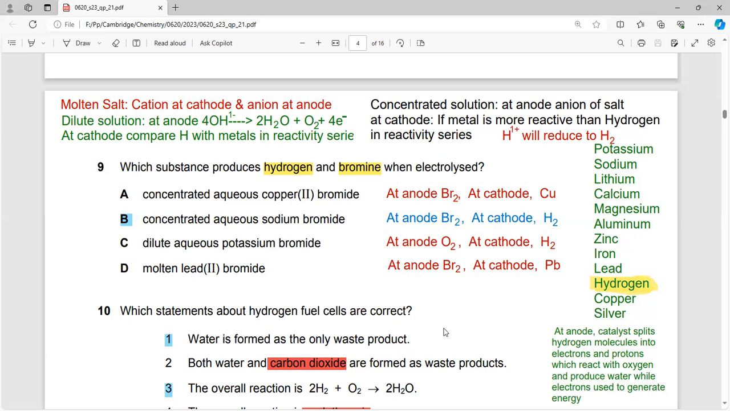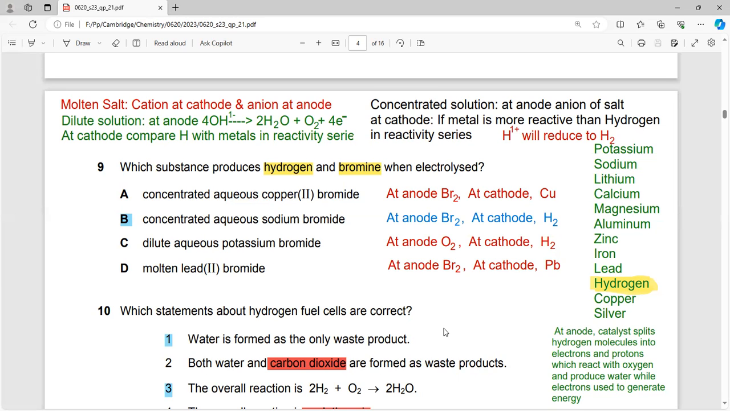So, concentrated aqueous sodium bromide. At the anode, there is the bromide, which will oxidize. There's no problem. But at the cathode, you need to compare the hydrogen with the sodium. You can see that sodium is more reactive than hydrogen. It's present above it in the series. So that's why the hydrogen will reduce first. And when the hydrogen reduces, that will produce hydrogen gas at the cathode.